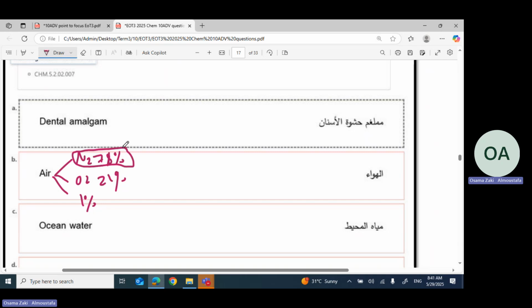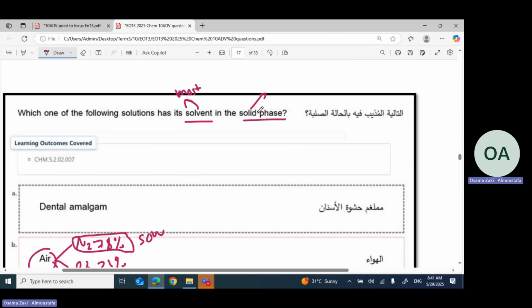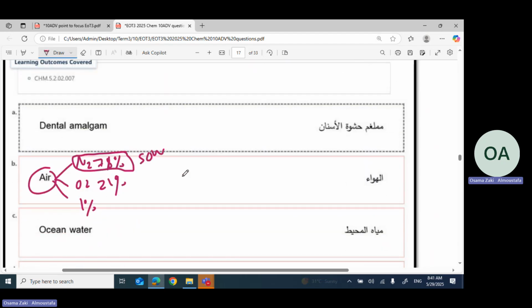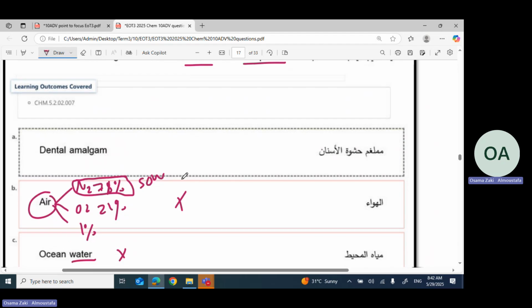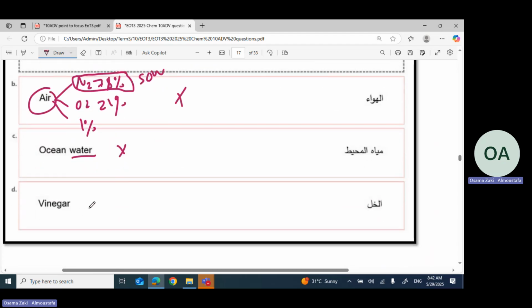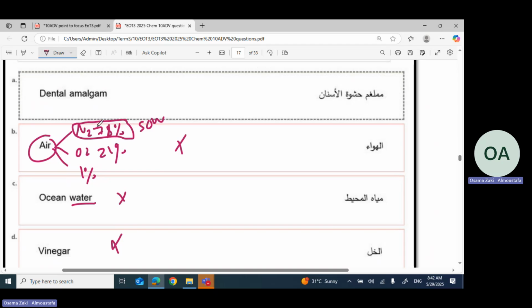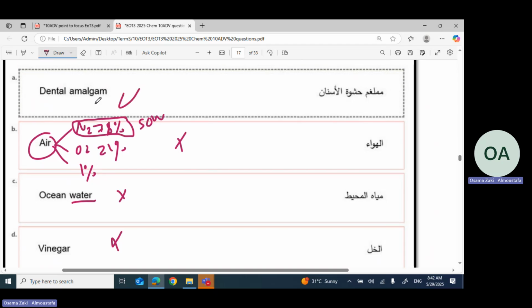So this is the most abundant, so this is the solvent. As you see, the solvent is gas, and air is made up of gases. But they said here solid, so this is not correct. Ocean water: water is the solvent, which is liquid, so this is not correct, because the solvent should be solid. Vinegar: the solvent is water, also liquid. So these are not correct. So this is the correct one.